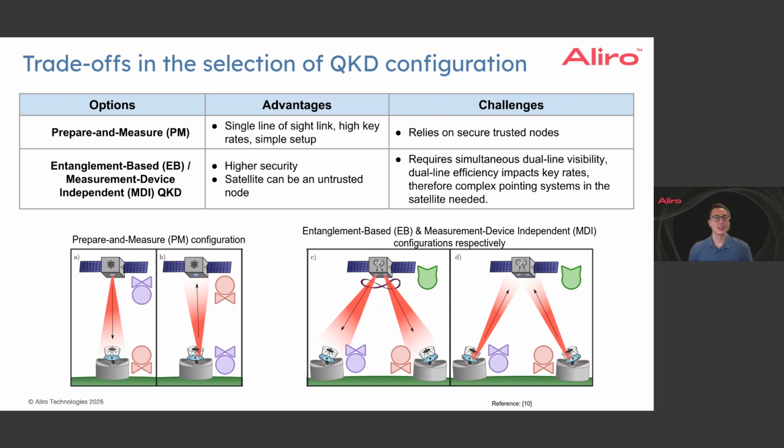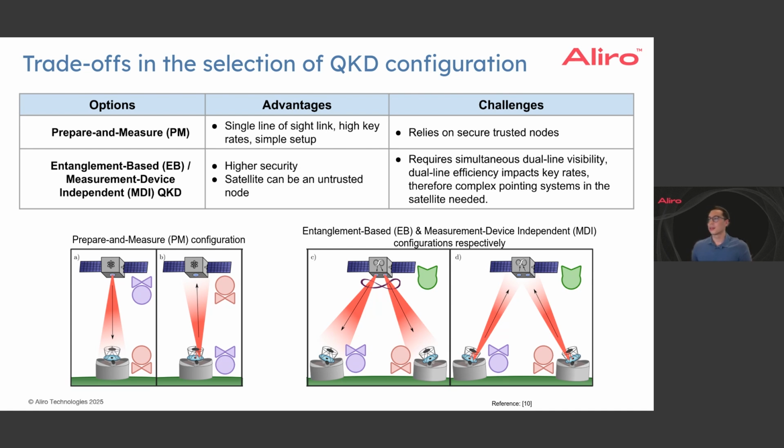However, with entanglement, it's more complex. We require simultaneous line of sight and visibility to a variety of ground stations, whether it's an uplink configuration where the satellite is doing this Bell state measurement, or if it's the downlink, which is shown on the left here. So this will certainly impact the final key rates, the entanglement generation rates. So more complex pointing, acquisition, and tracking systems and subsystems are needed both on the satellite and on the ground stations. And we'll dive into the hardware in a little bit.